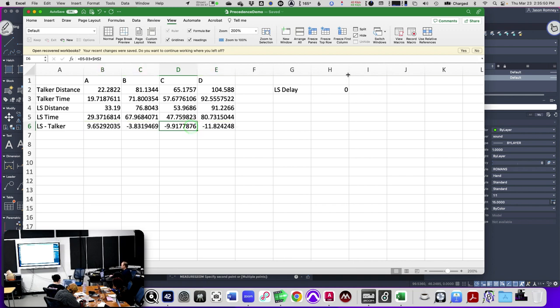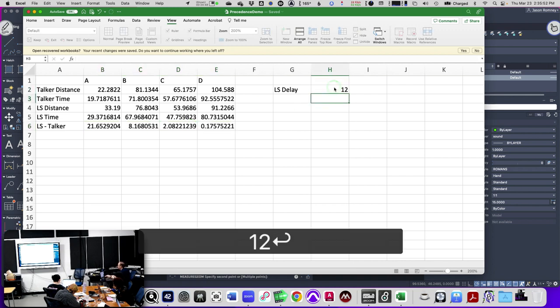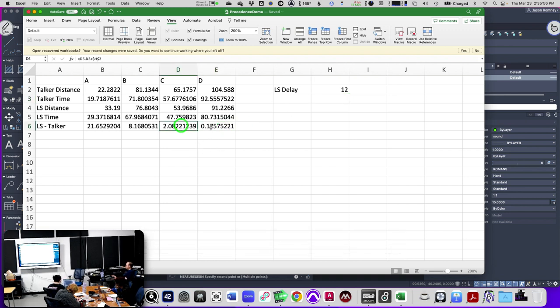I don't know. Let's find out. You think 12? 12 does not work because now this number and this number are less than 5. Oh, okay.